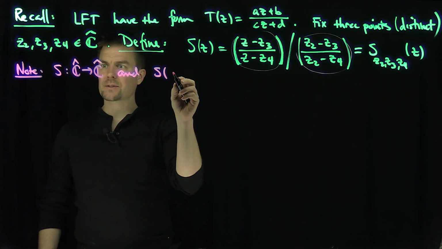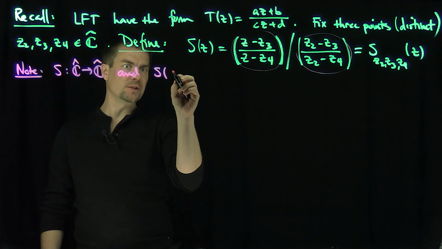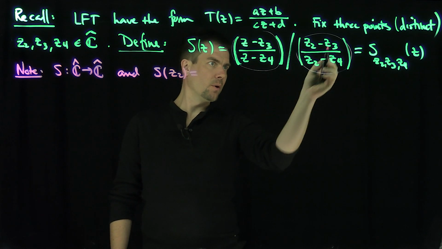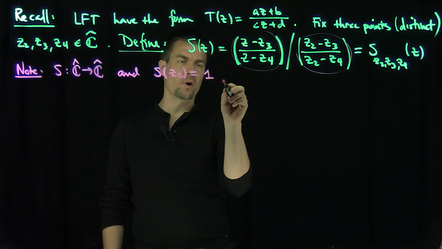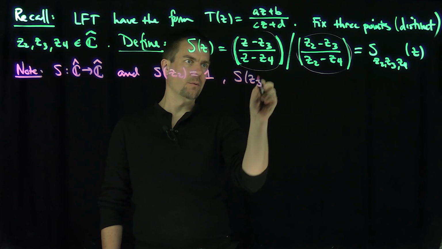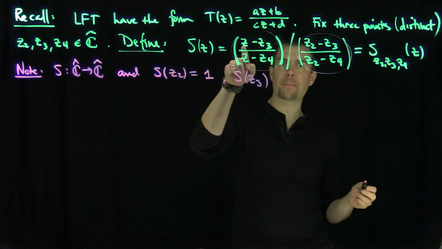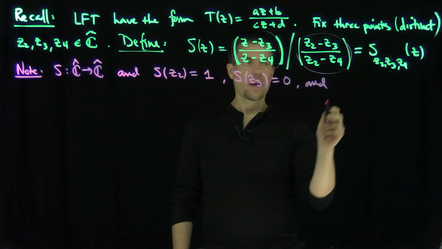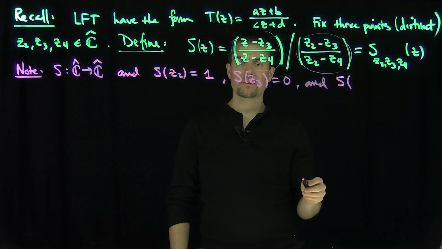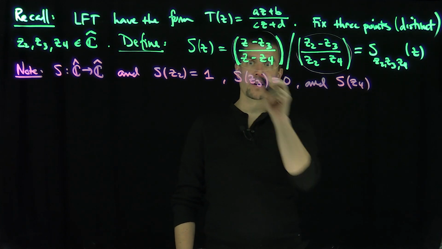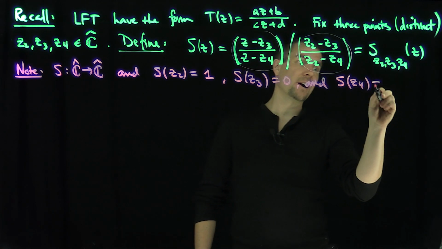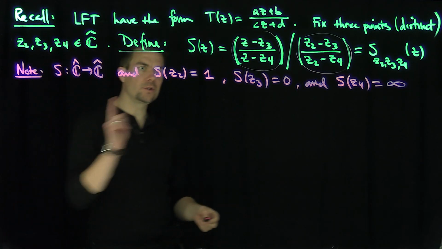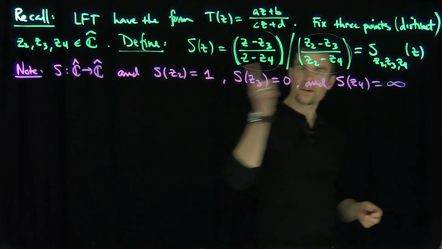So what's S of z2 going to be? If I plug in z2, I get z2 over the same thing, so S of z2 is 1. If you plug in z3, the top is going to be 0, so S of z3 is 0. Now what's S of z4? If you plug in z4, you hit infinity, but that's fine, because infinity is a perfectly valid point for the Riemann sphere. So in other words, I'm mapping z2, z3, and z4 to 1, 0, infinity.